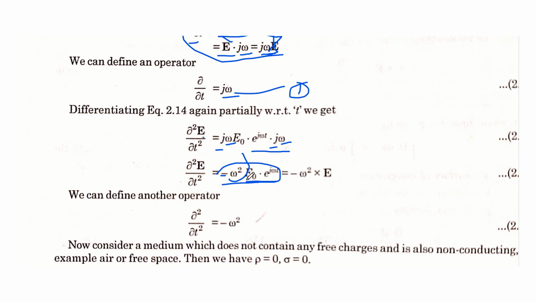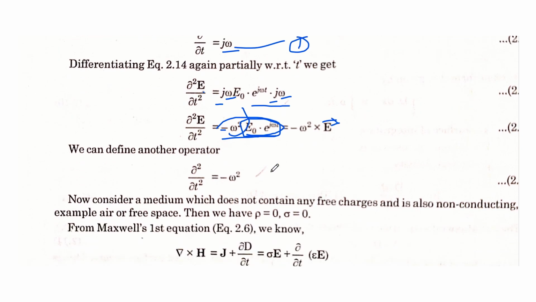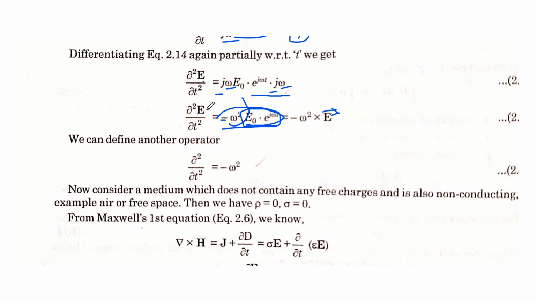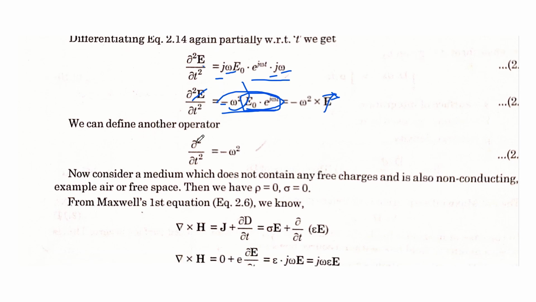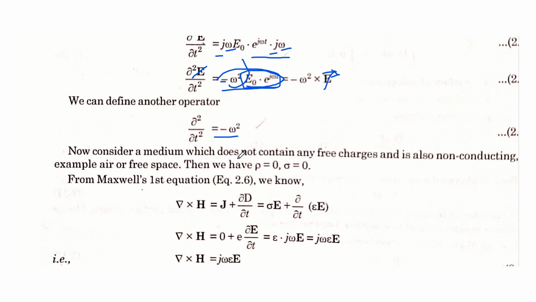We already know E naught into e power j omega t is nothing but the electric field vector E, so in its place we can put capital E, that is E bar, which represents the vector. Now we can cancel out this E bar and this E bar, and we get dou square by dou t square is equal to minus omega square. Up to now clear?